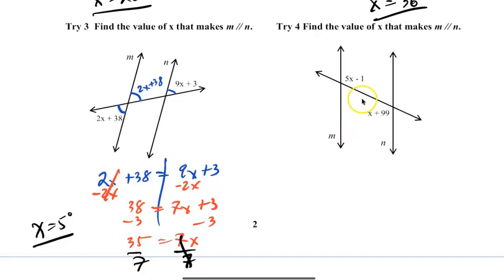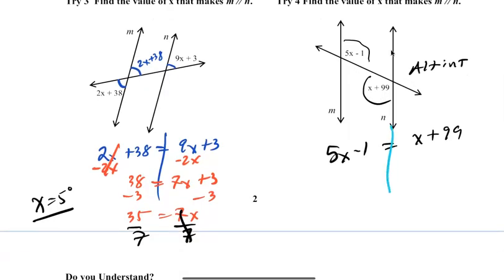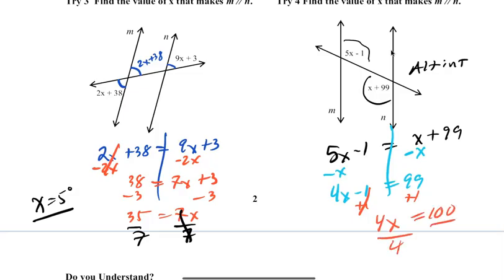And the last one here, again, we want to make these parallel. If these are parallel, then these must be alternate interior, and those have to be congruent. So it'll be 5x minus 1 is equal to x plus 99. Now it's this algebra. I have two x's, let's get rid of the smaller one, minus x from both sides. So we get 4x minus 1 equals 99. Let's add that 1 to both sides. 4x equals 100. Then we divide by 4, and x will get you 25. That's what makes them parallel. And that's the video.